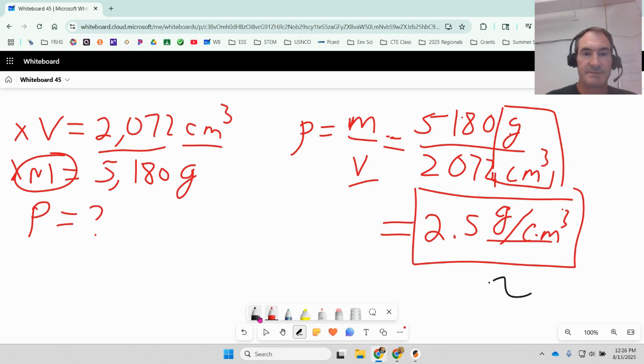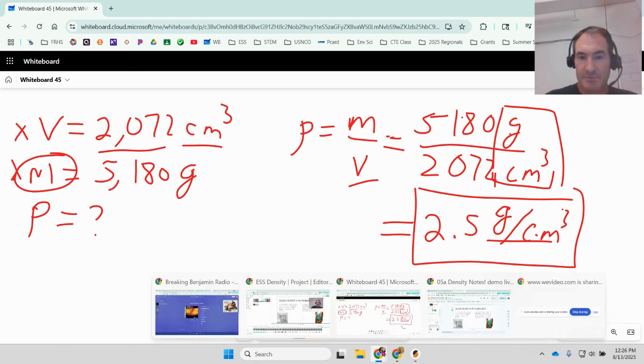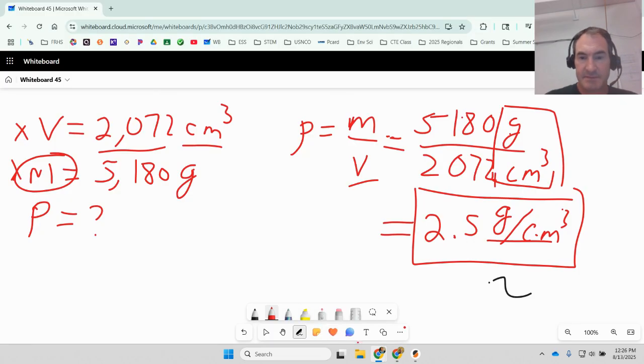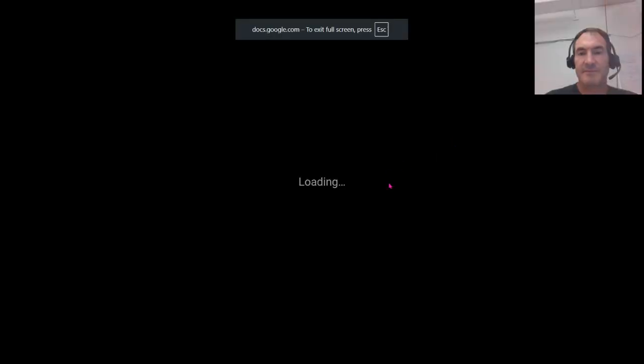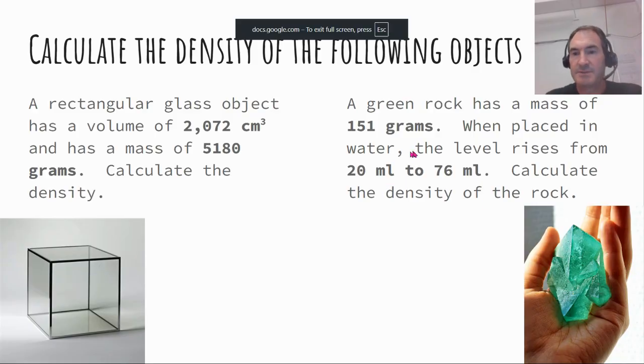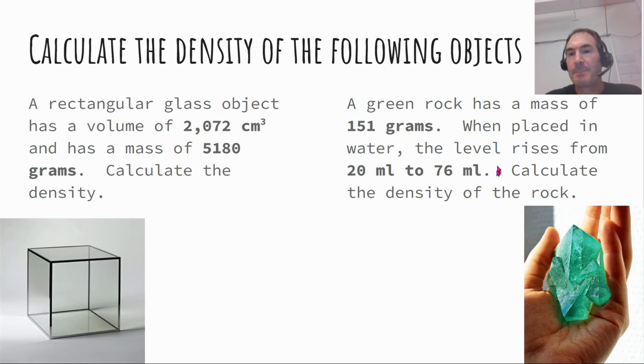And sorry you don't have the slide up here, so let me put that back up for you in all of my stuff. Sorry if I can find it. Okay, so here we have this one, a green rock. So it has a mass of 151 grams. Now this, we can't measure the size. Imagine trying to measure every little side of this and calculate the volume of it by measuring.